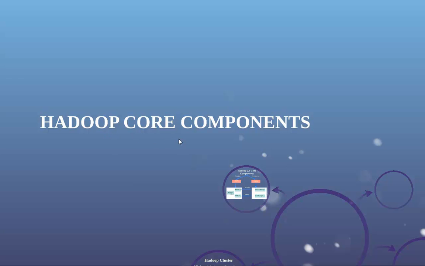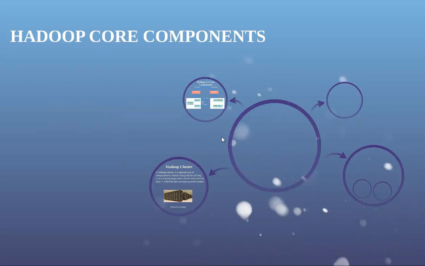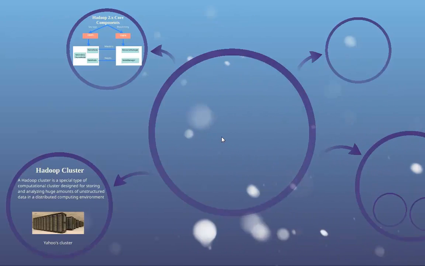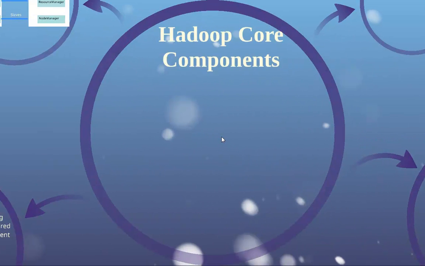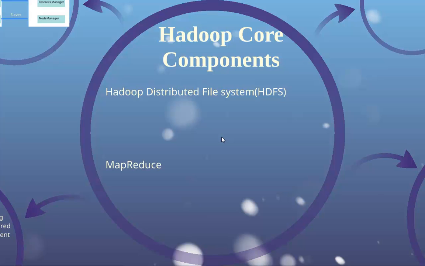Hadoop core components. Hadoop supports the processing of large data sets in distributed computing. Hadoop consists of Hadoop Distributed File System, HDFS, and MapReduce, and a number of related projects such as Apache Pig, Hive, HBase, and Zookeeper, etc. MapReduce and Hadoop Distributed File System are the main components of Hadoop. These two are the core components of Hadoop.